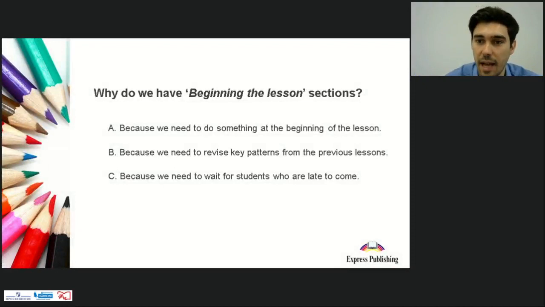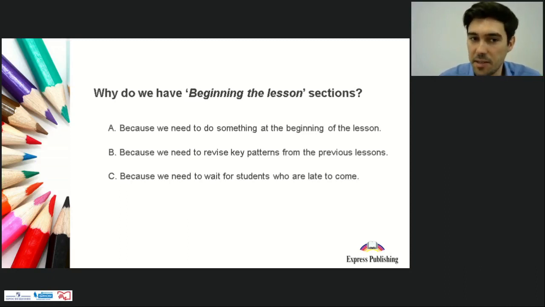Quite often in our primary classes we have a beginning the lesson section. Normally we can find this in our teachers' books. We always have some suggestions on how to begin the primary lesson. Normally in most primary lessons, beginning the lesson would involve perhaps checking the homework. Now, having checked the homework, how do we begin the lesson?